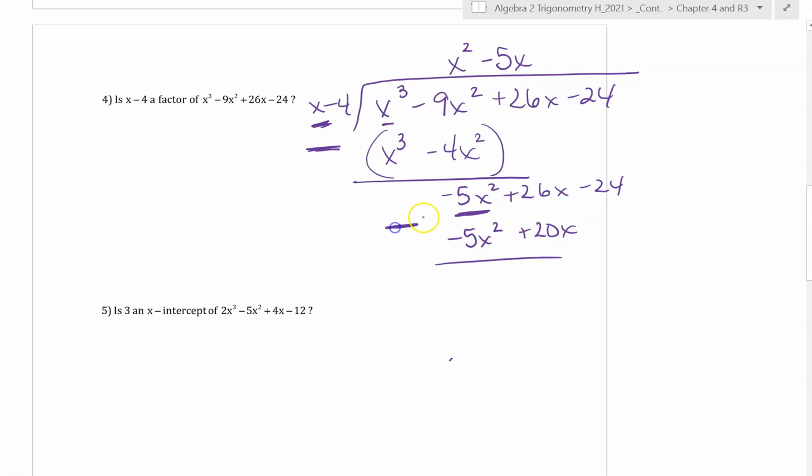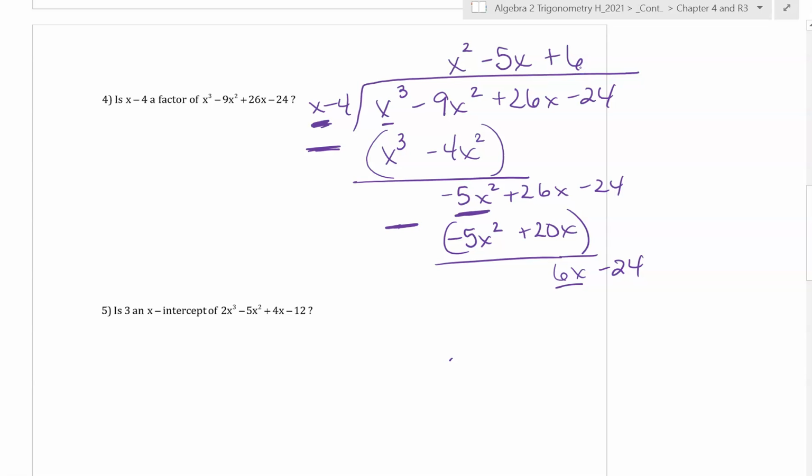And again, we're subtracting everything in that line, and we want to make sure that we subtract the entire expression. So the parentheses might help so that you don't forget. We have negative 5x squared minus a negative 5x squared, which is 0. 26x minus 20x, which is 6x, and bring down the negative 24. So now we have 6x, and we want to know, what would you multiply x by to get 6x? So 6 is going to be that last term in our quotient.